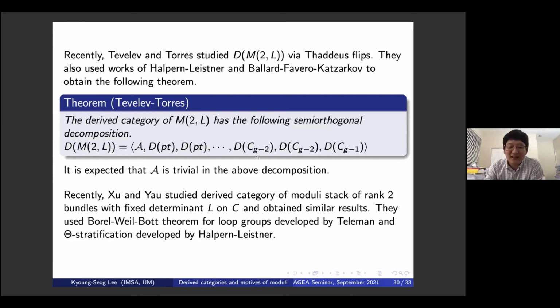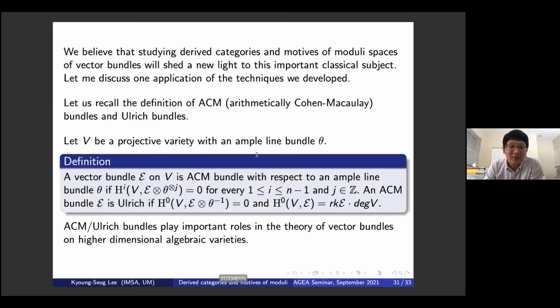If not, this is just a report of recent development. We believe that studying these derived categories and motives of this moduli space will shed some new light on this important classical subject. So let me discuss one example. Let me recall the definition of ACM bundle or Ulrich bundle. ACM stands for arithmetic Cohen-Macaulay bundle.